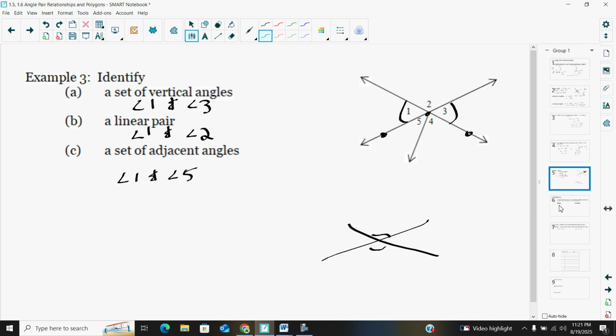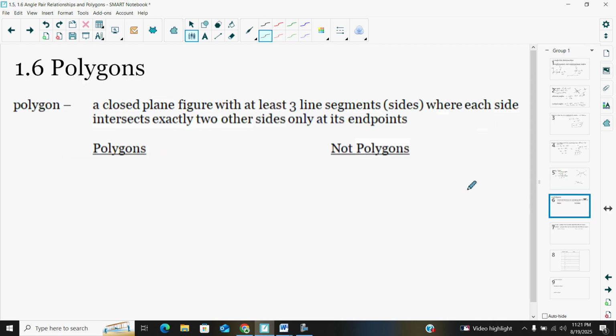That was 1.5. 1.6 is titled Polygons. A polygon is defined as a closed plane figure with at least 3 line segments, which we're going to call sides, where each side intersects exactly 2 other sides only at its endpoints. Sheesh.